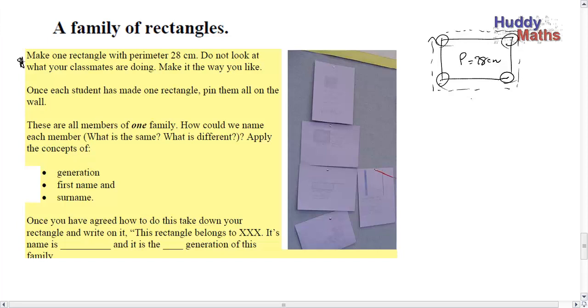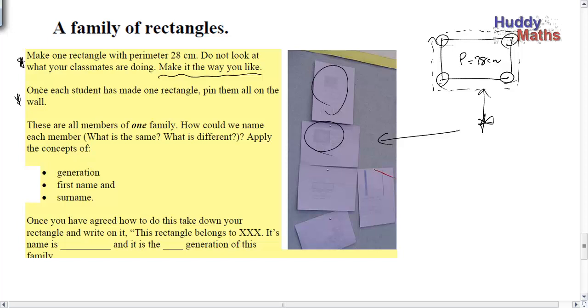Okay, 28 centimetres. So here's a class that has done well. They've got different ones. Make a rectangle with a perimeter of 28. Okay, so they are different shapes here. This is not the only one. You could have quite a few different shapes. Have a go. Make it the way you like. Don't look at the person next to you. And maybe try to make one different from what Huddy's done here. Okay, so 28 centimetres. You've got to do some measurement. And then the idea is once you've done that, I want you to pin them all up on the wall and have a look.